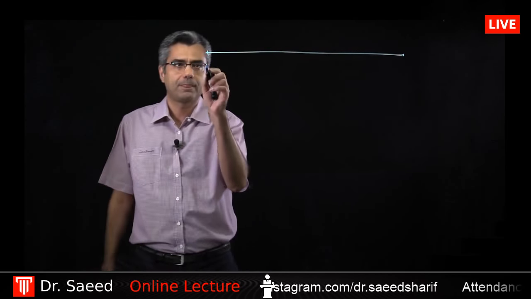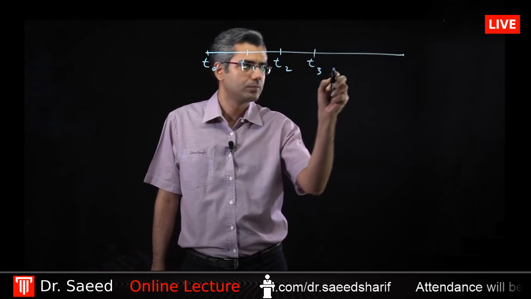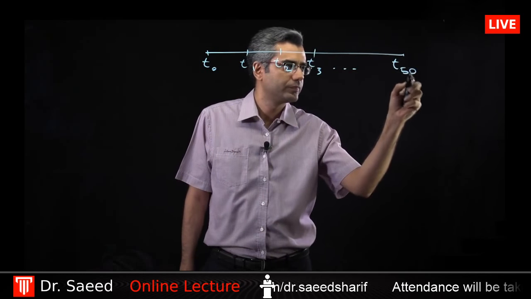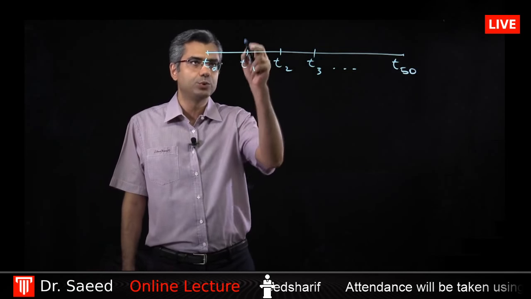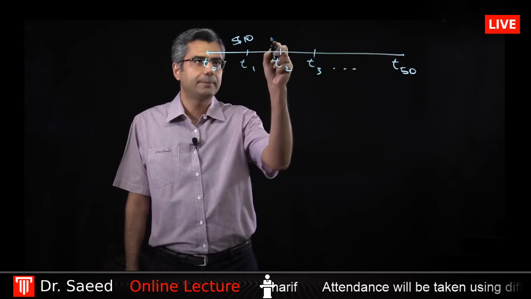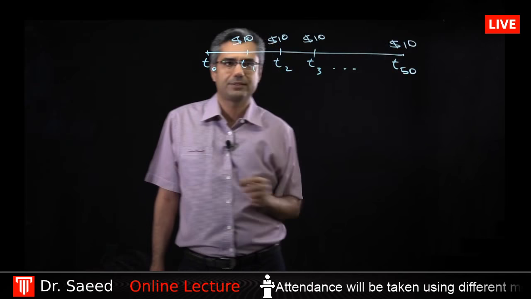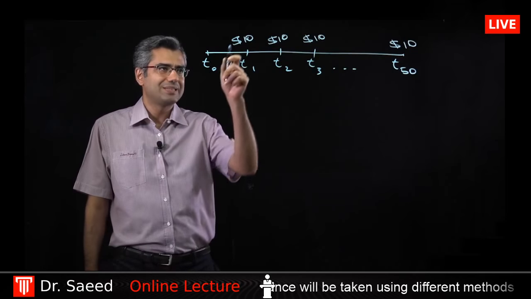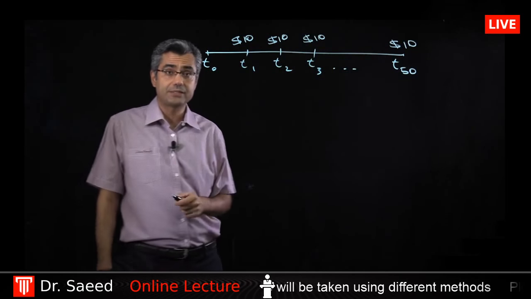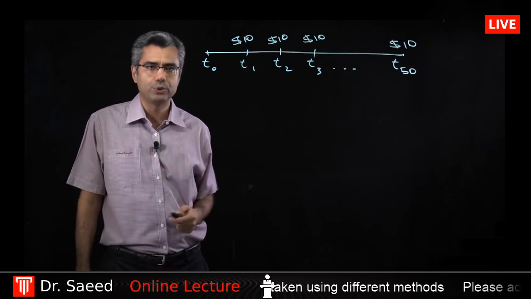Suppose that there is an investment that will pay you $10 every year for the next 50 years. The interest rate, let's say, is 5% or 6%. So the same cash flow for the next 50 years, and we want to compute the present value of these cash flows. So how do you compute this?